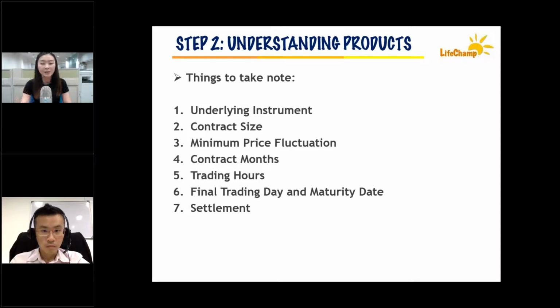Of course, the seventh will be the settlement. Settlement means only two, either physical delivery or cash. Physical delivery means if, let's say, upon expired, you didn't close your position, you either need to deliver the underlying asset or you have to receive the underlying asset.